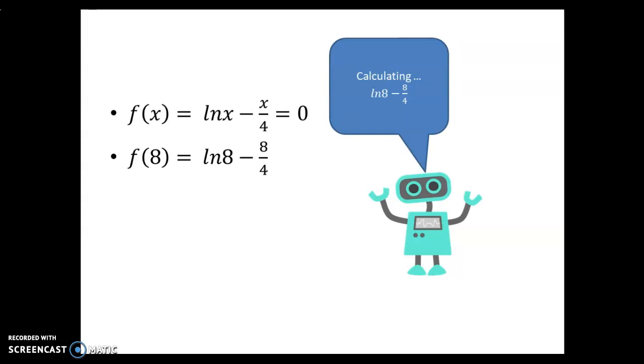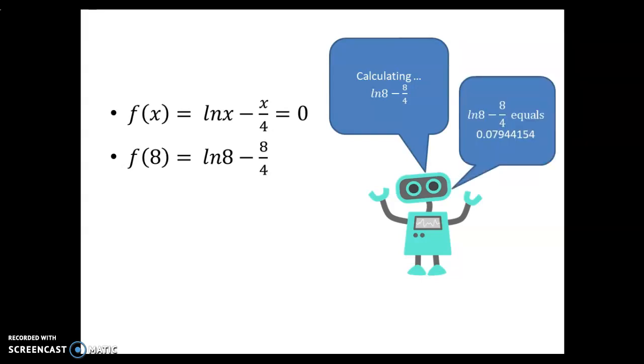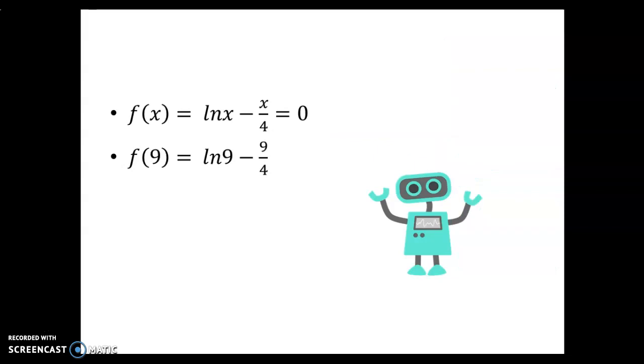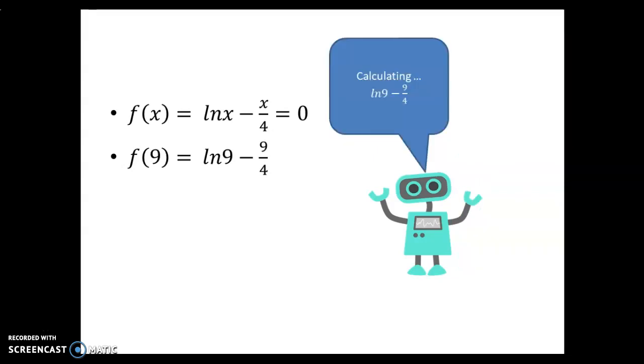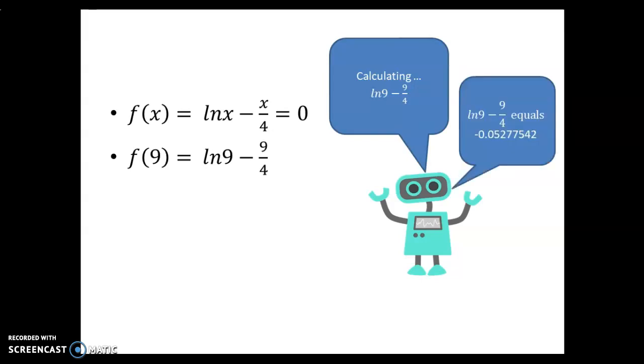So let's consider f of 8 and just ask ourselves, does f of 8 equal 0? We can calculate this, and we find it equals 0.07944 and so on. So 8 is not the answer to the question, where the question is what is the root of f of x. It's not 8. So let's guess again. Let's guess 9 and ask our calculator to do it again. The calculator can work out ln 9, take away 2.25, and it gets the answer minus 0.05277542.